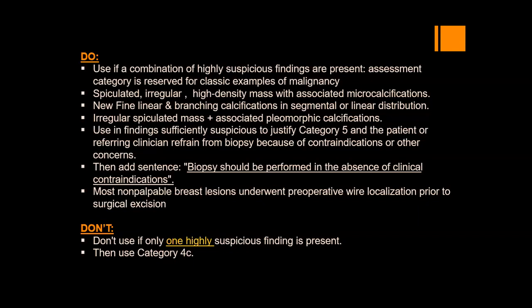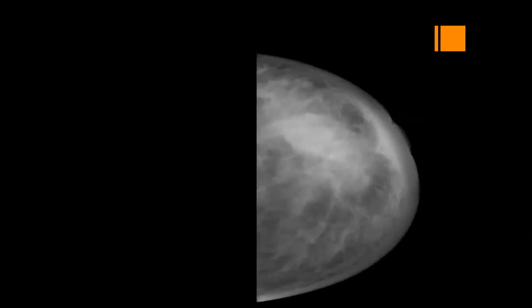Most non-palpable breast lesions underwent preoperative wire localization prior to excision. They have to excise it and take a good amount of tissue for proper diagnosis and proper treatment. Don't use it when only a single highly suspicious finding is present. Then we have to use category 4C. For this, straightforward, it will be do or not do.